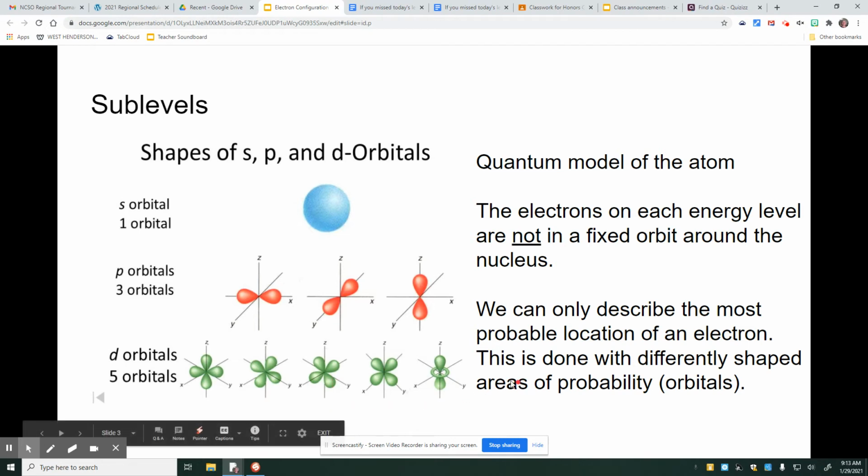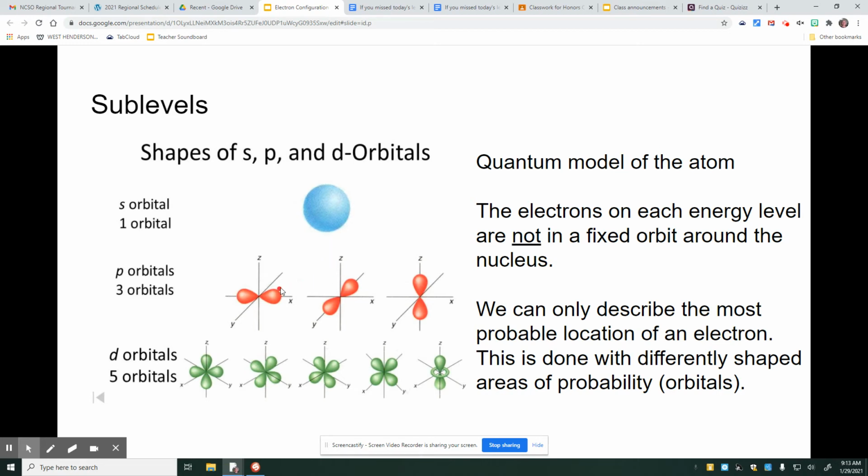And so the way that we describe the most probable location for these electrons is we have different shaped areas of probability. And we call these differently shaped areas of probability orbitals. We gave them pretty simple names: S, P, D, and F. An S orbital is this nice sphere shape, again, a three-dimensional circle. And so the electrons would be somewhere on the surface of this three-dimensional sphere.